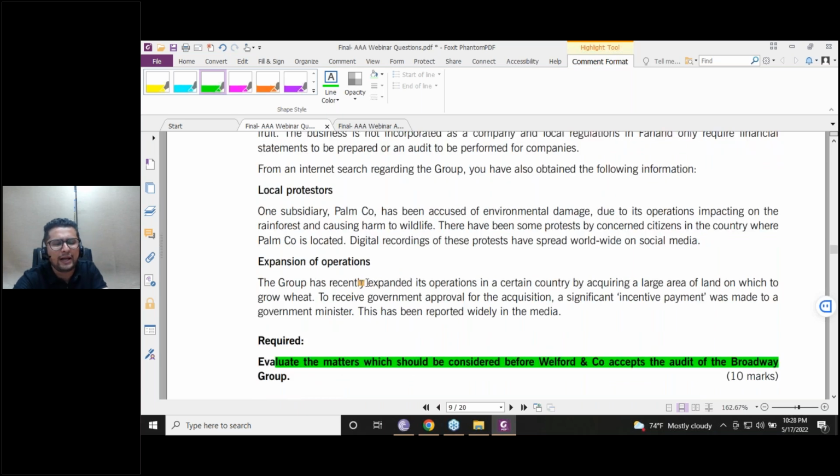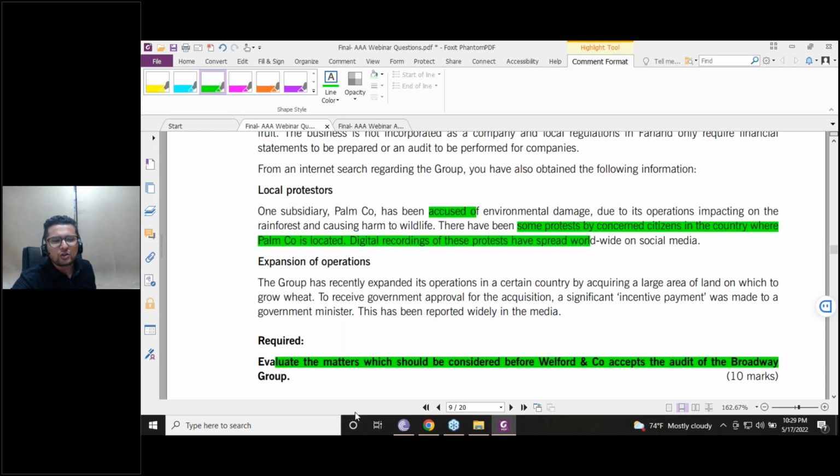From an internet search regarding the group, you have also obtained the following information. So what information do you have from the internet? Local protesters. One subsidiary, Palm Company, has been accused of environmental damage due to operations impacting on the rainforest and causing harm to wildlife. There have been some protests by concerned citizens in the country where Palm Company is located. Digital recordings of these protests have spread worldwide on social media. So there is doubt over the integrity of the company. There is a reputational issue. Their reputation does not seem to be great. So I need to consider whether I need to accept this client or not. There are protests going on, their reputation is at stake, they have been accused of certain things.